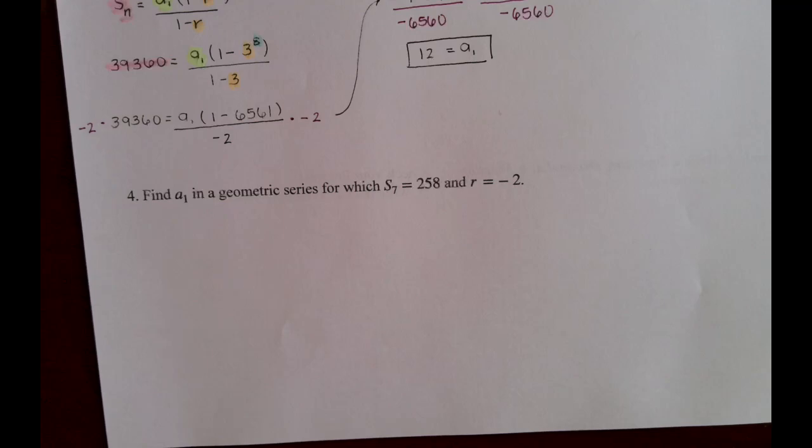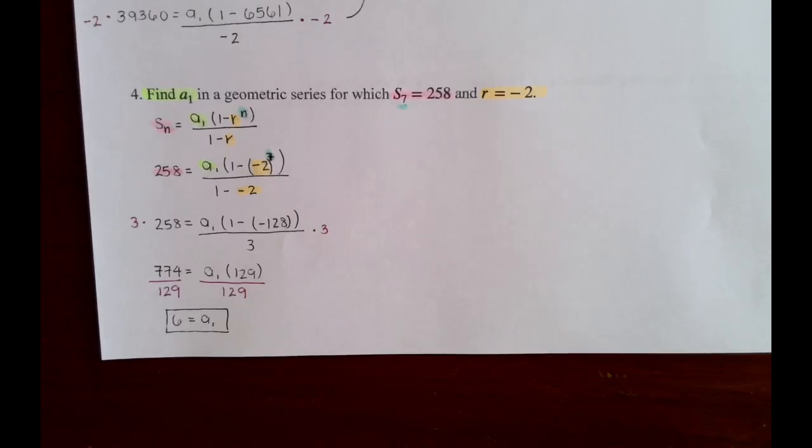So why don't you try CYP4, and then once you're done, come check your answer. You should have gotten 6 for your first term. If you got that right, you can get started on homework. If not, here is your explanation.